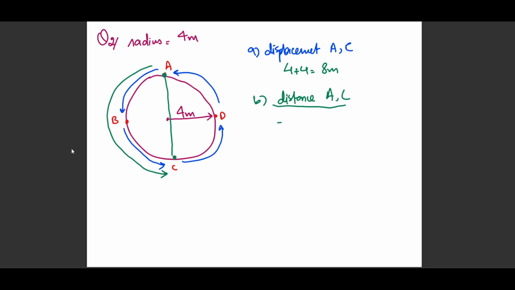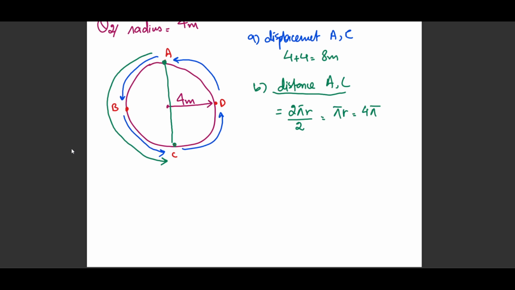To find out the perimeter of the circle, we have 2 pi r. Now this is for the full circle, so we will divide this by 2 as we are only taking half a circle. So that would only be pi r. r is 4, so this will be 4 pi. You can calculate this by putting in the value of pi and getting the accurate answer. Now we move towards part C.